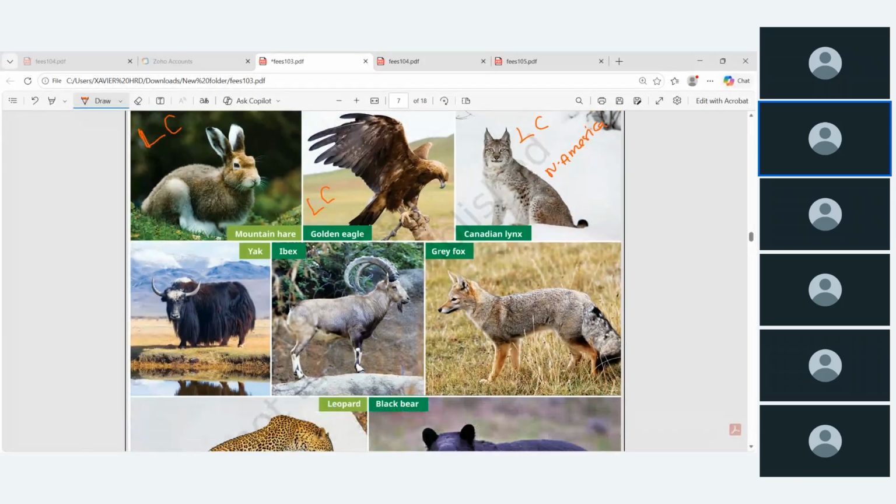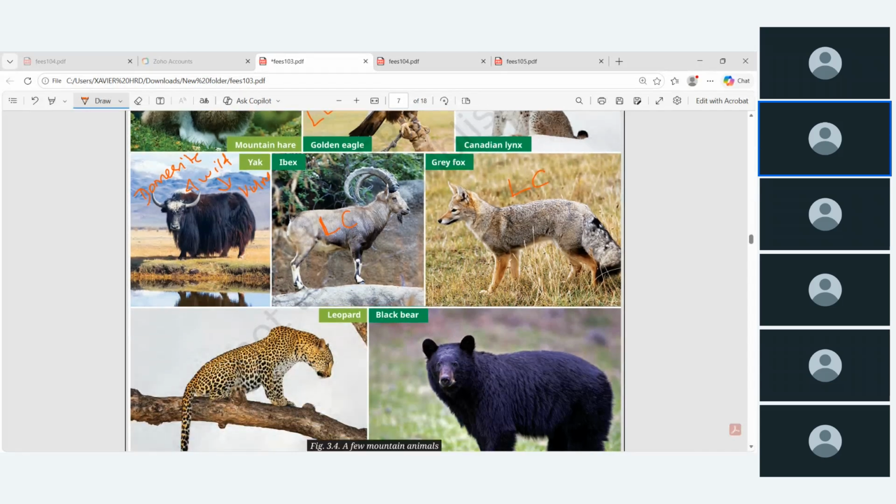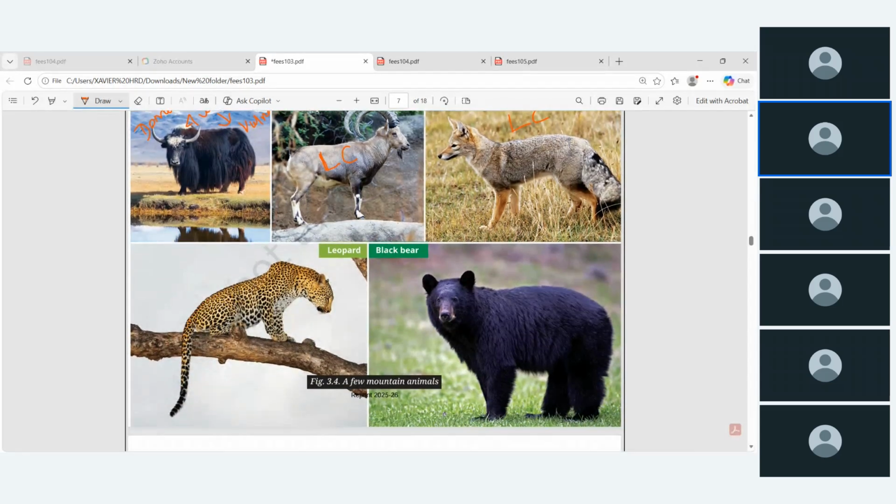Then the yak. There are two types, domestic and wild. The wild yak is in the vulnerable category. Then the ibex is least concern. It is mainly in the Himalaya region, but not in the Western Ghats. The grey fox is also least concern. Globally, the leopard is in the vulnerable category.